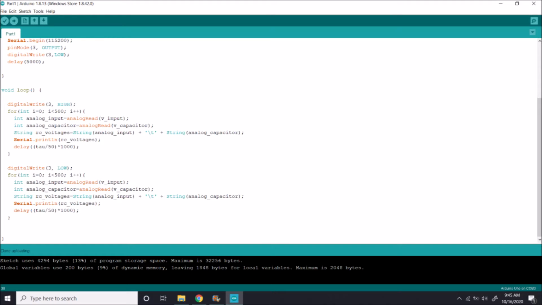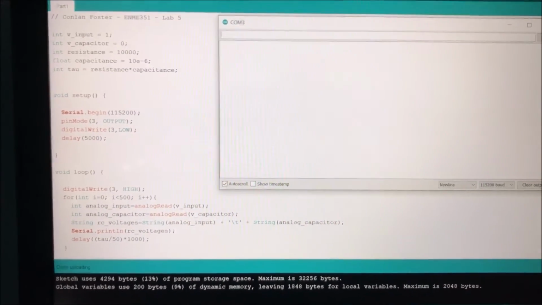The main part of my Arduino code are these for loops, which go from i to 500, which is 50 divided by the tau value. In them, I analog read both the voltage at the input and the voltage at the capacitor and string them together to display to the serial monitor. Our delay reads these values at varying intervals. The tau value itself, from RC circuit theory, is the product of resistance and capacitance.